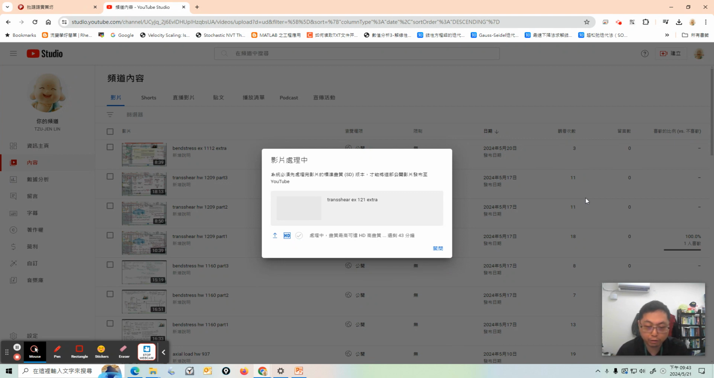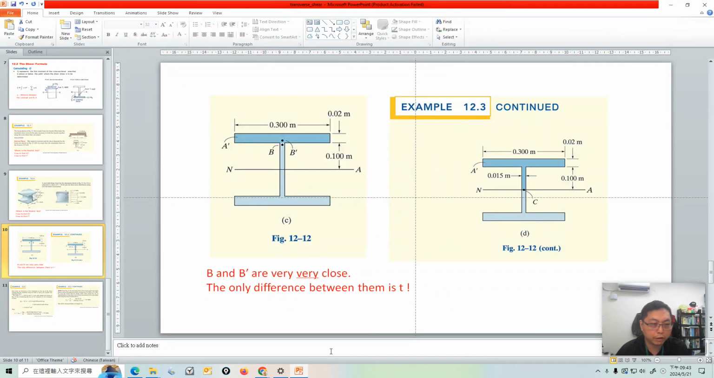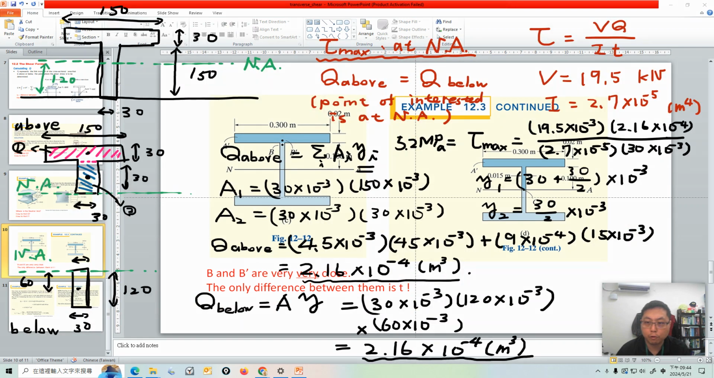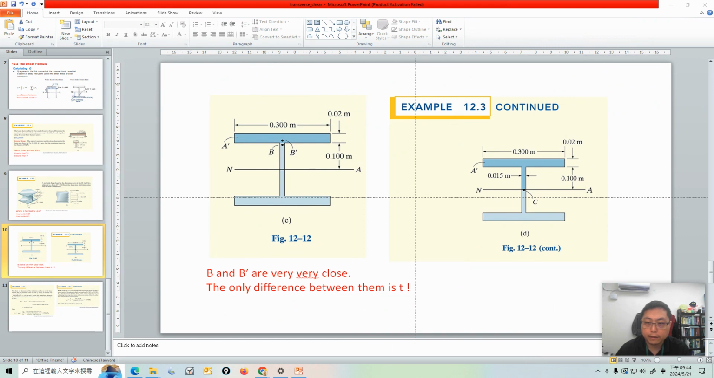In this video, I'm going to show the first moment of area calculation. The first moment of area calculation is very important in calculating the shear stress in the beam. We use 12.3. We previously demonstrated this problem before, and I want to add one extra problem.